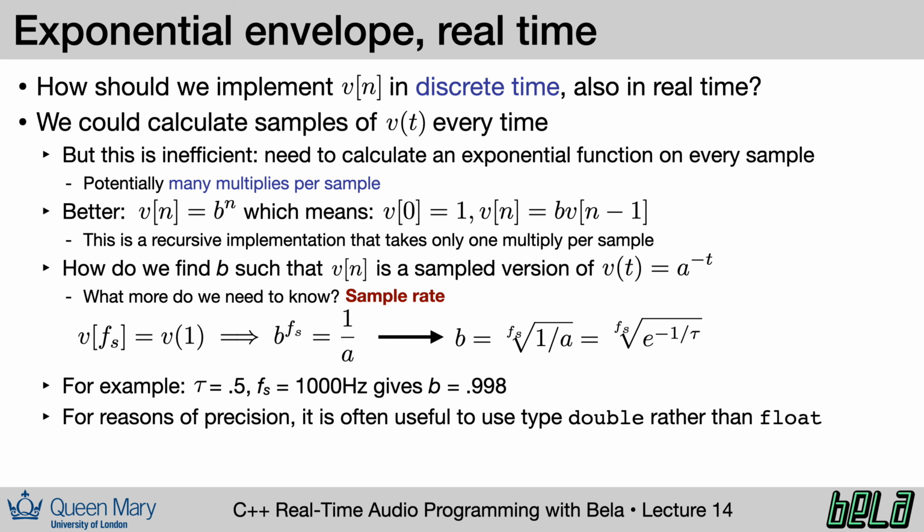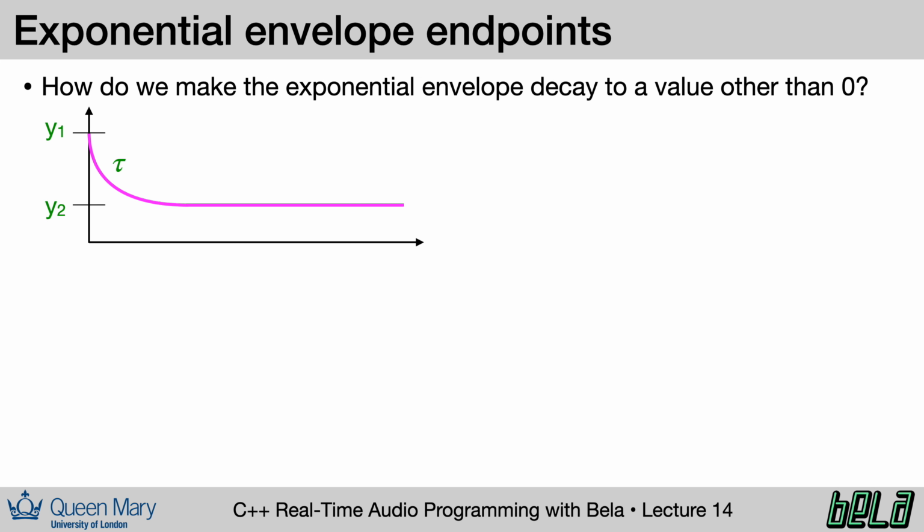For that reason, it can sometimes be useful to use a double rather than a float to do the calculations of the exponential envelope. On some hardware, including on Bela, this is slightly less efficient than doing a float, but the precision is worth it in this case. To make an ADSR out of exponential segments, we need to take a few extra steps.